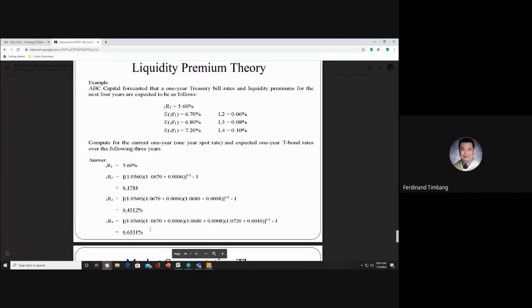Kaya ibig sabihin lang doon, since ang interest rate daw ay 5.6% for period 1 with 1 year maturity, dapat yung 2 years maturity, ang interest rate daw niya ay 6.1784. Doon sa 3 year maturity, 6.4112. At 4 year maturity is 6.6331%. So, ganun siya.